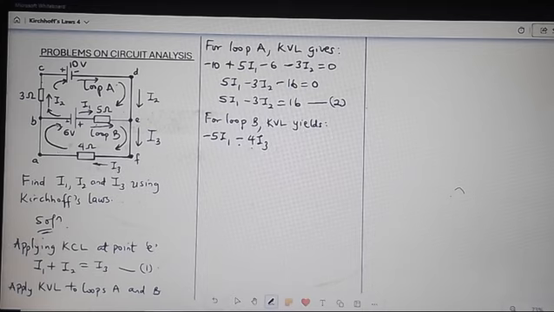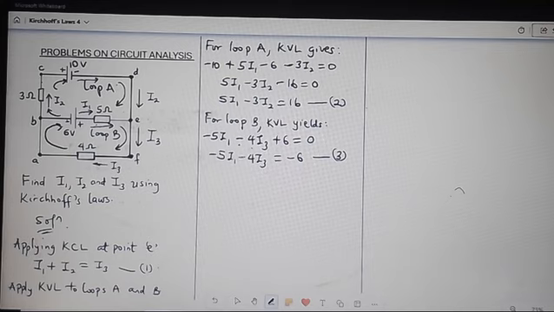Coming to this cell, since this is our direction, we enter through the negative and come out through the positive. So since the current is coming out through the positive terminal, the potential drop there is positive. So we say plus 6 equal to 0. We can rearrange this to give us minus 5I1 minus 4I3 equal to minus 6. Call this one equation 3.